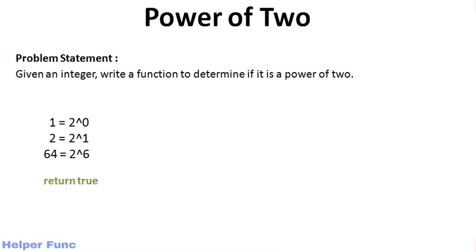So for the numbers like 1, 2 and 64, as they can be represented as 2 to the power 0, 2 to the power 1 and 2 to the power 6 respectively, we will return true. And for the numbers like 0, 13, 62, they are not a power of 2, so we will return false. So let's see how we will solve this.